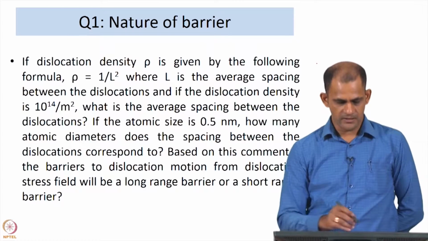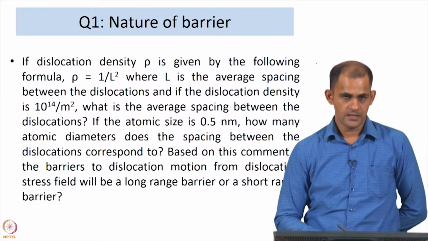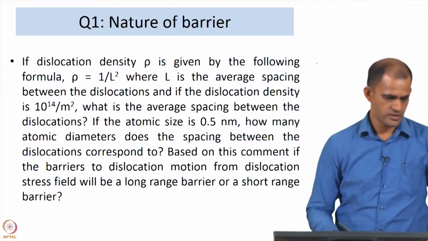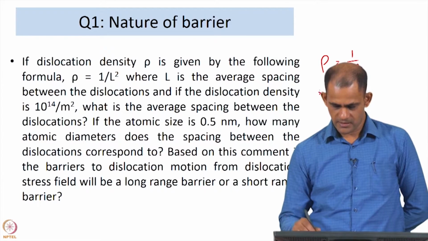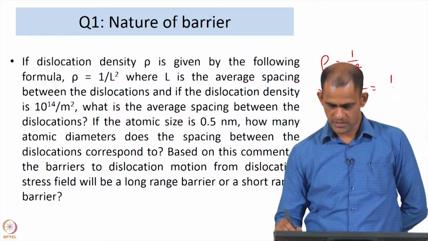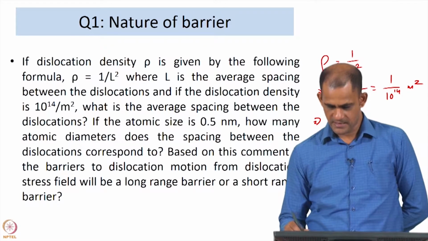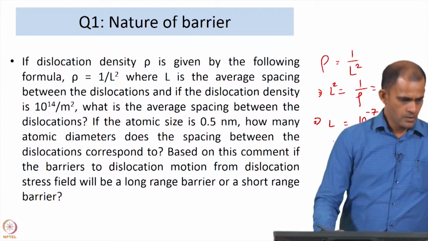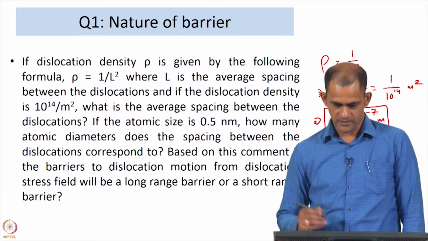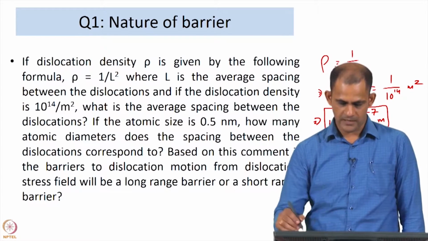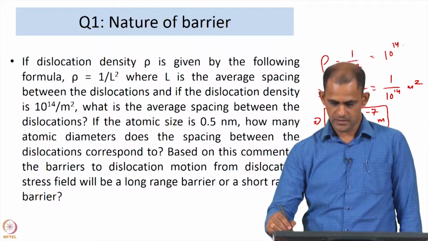Now, let us determine if this dislocation spacing will lead to a long range barrier or short range barrier. Since rho is 1 over L square, this implies L square is equal to 1 over rho. That is 1 over 10 to the power 14 meter square. This implies L is 10 to the power minus 7 meter. This is the average spacing between the dislocations corresponding to that dislocation density.